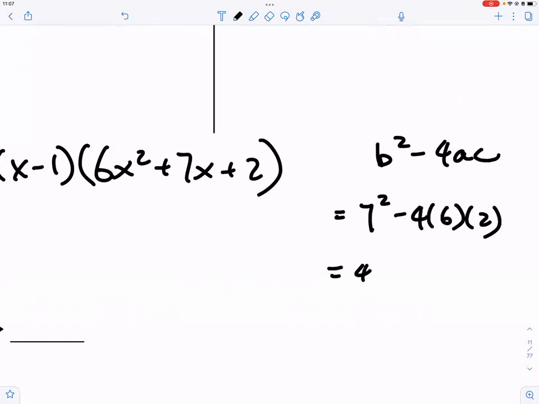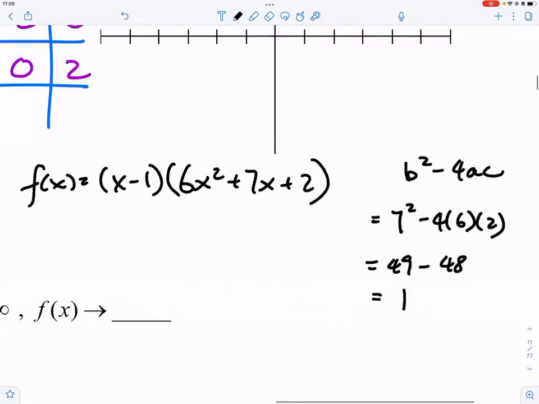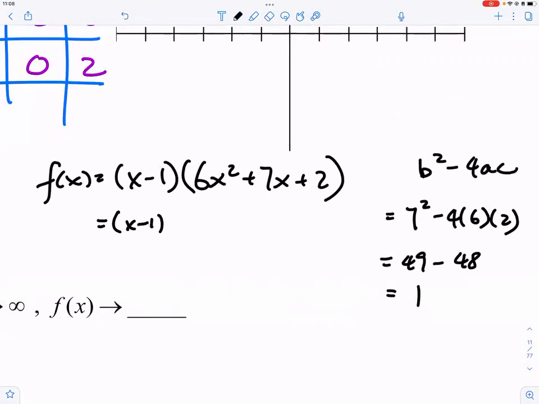So 7 squared is 49. And then 4 times 6 is 24, and 24 times 2 is 48. Sorry, my bad. So 49 minus 48 is actually equal to 1. So actually, it is not imaginary, because you have a number, and if it's a 1, then it should be something pretty nice.